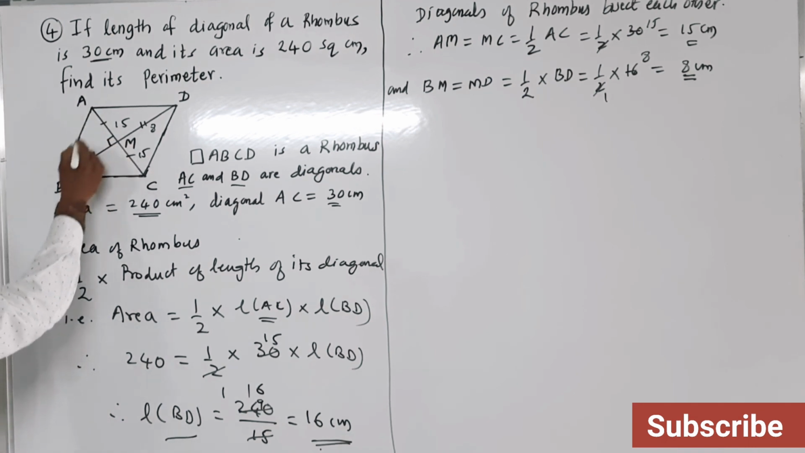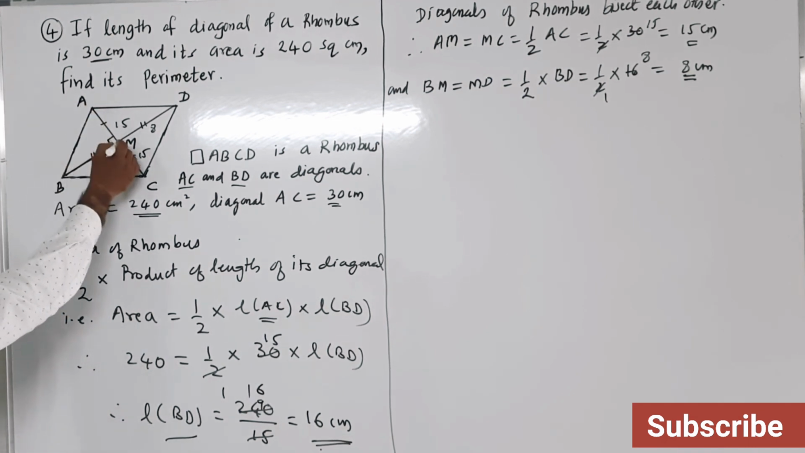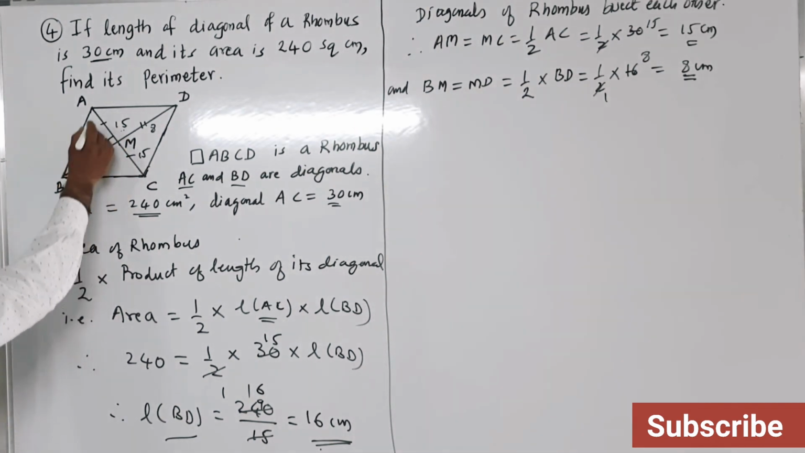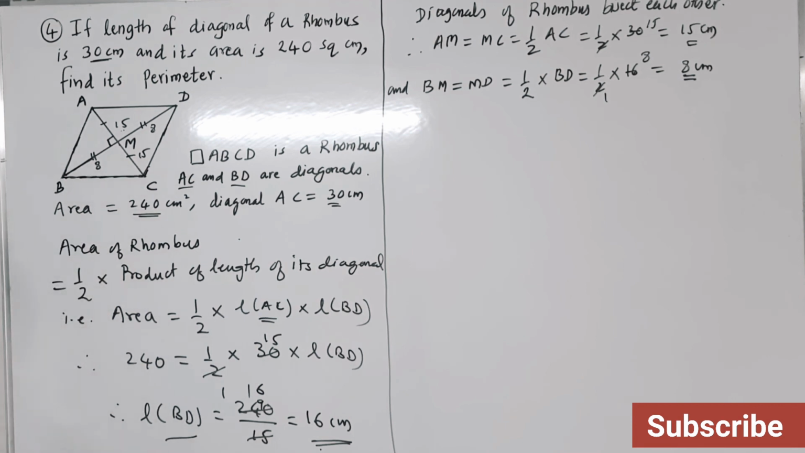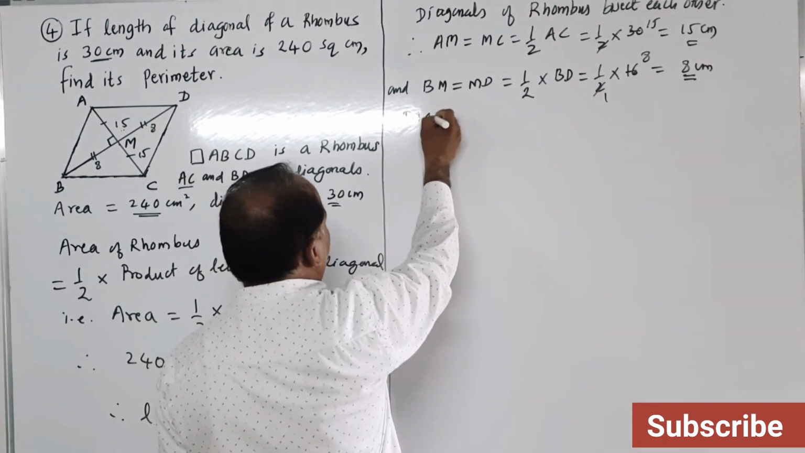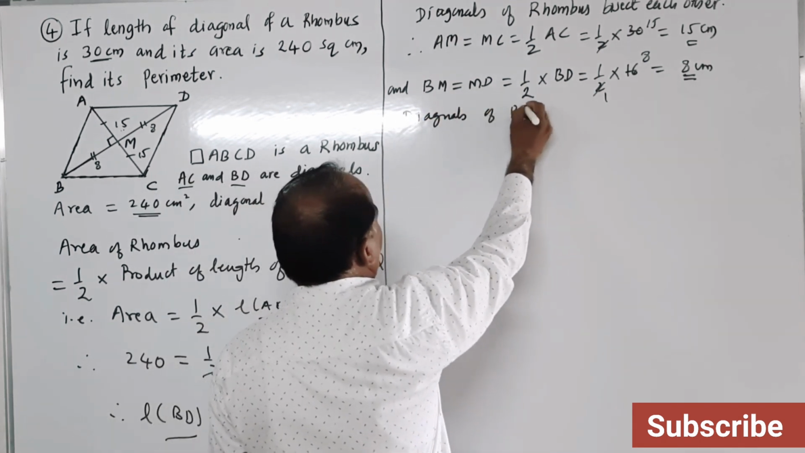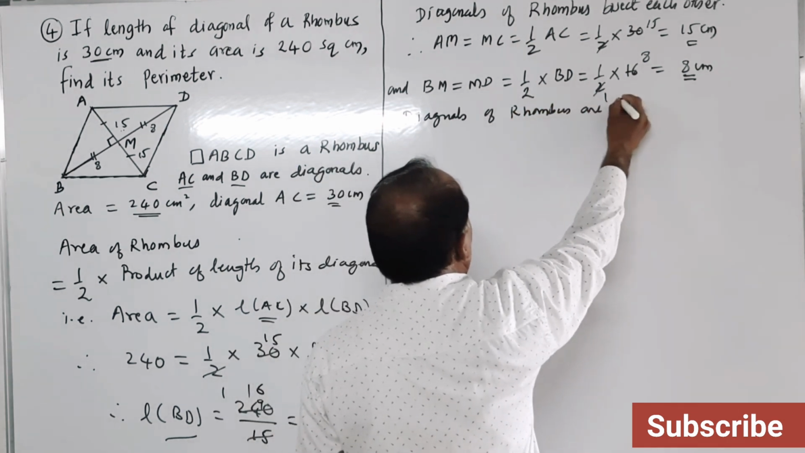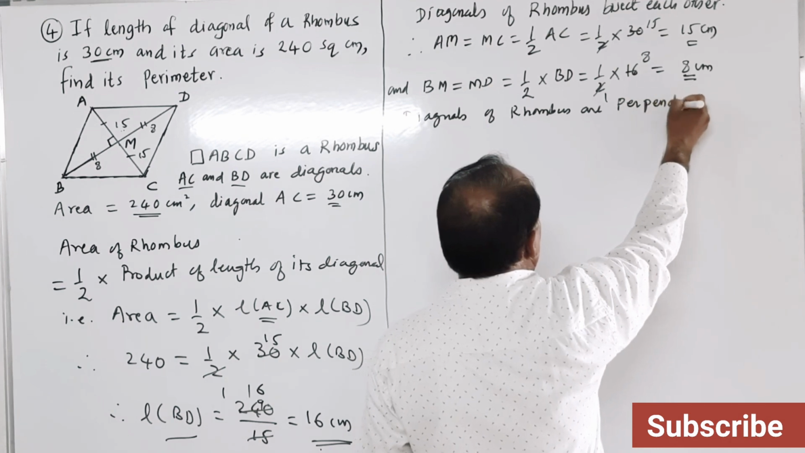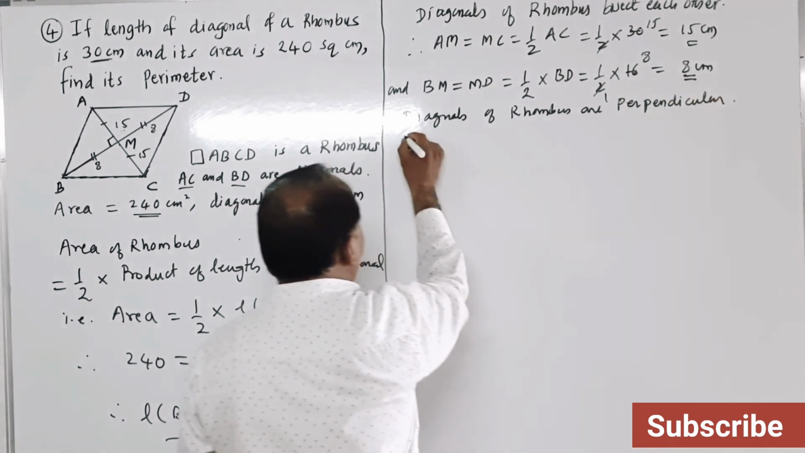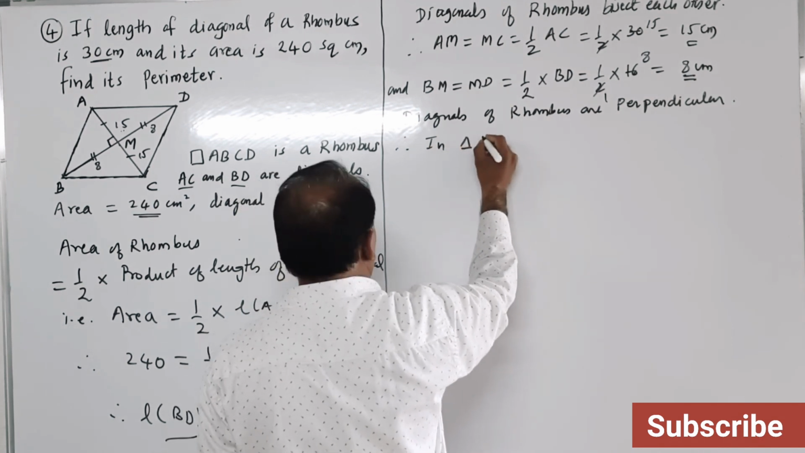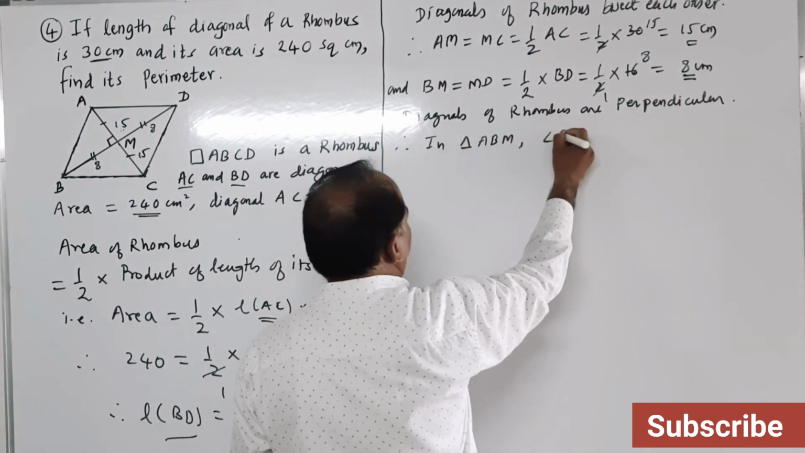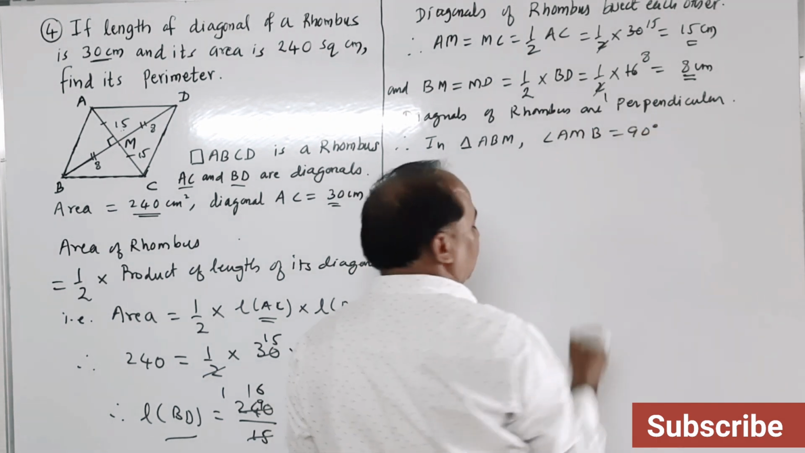Now we'll consider triangle ABM. In triangle ABM, AM is 15 and BM is 8. The diagonals bisect each other at right angle. So we'll apply the Pythagoras theorem and find the length of the hypotenuse, that is the side of the rhombus, AB. Diagonals of a rhombus are perpendicular to each other. Therefore, in triangle ABM, angle AMB is equal to 90 degree.